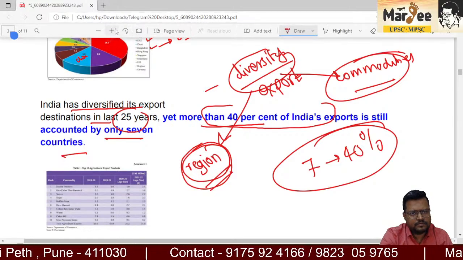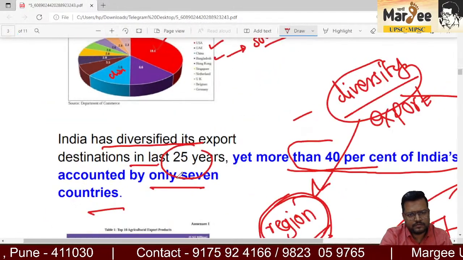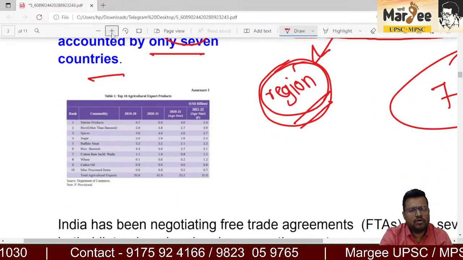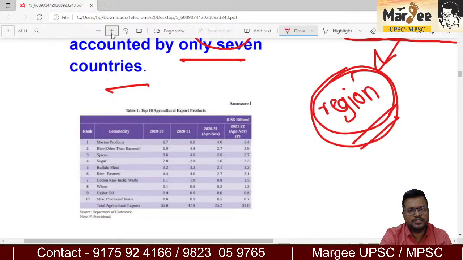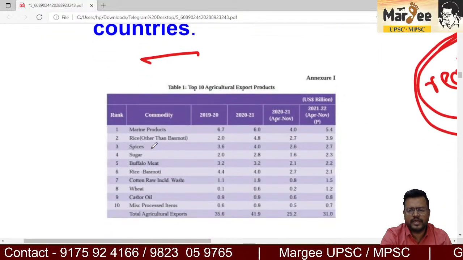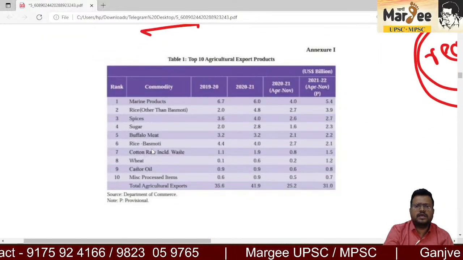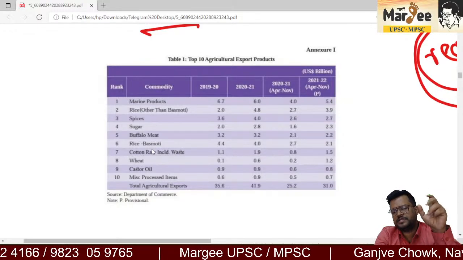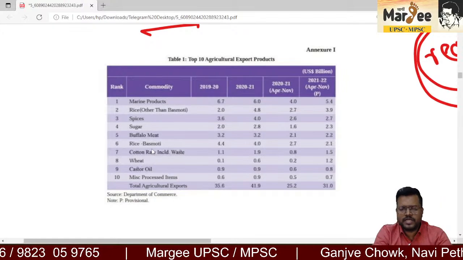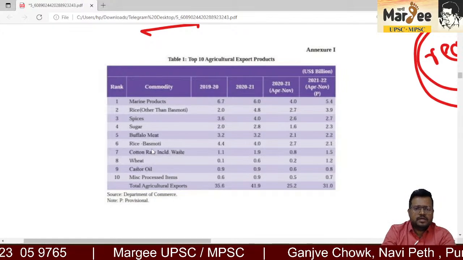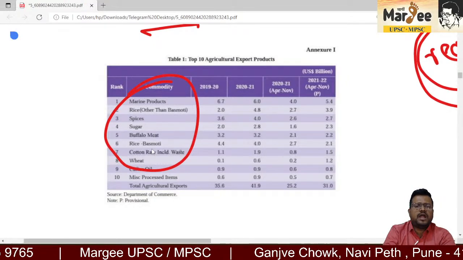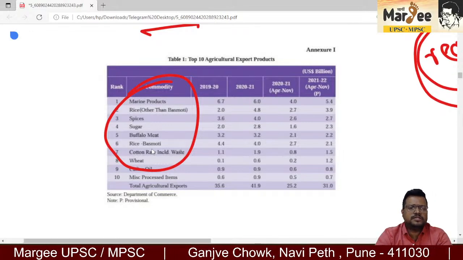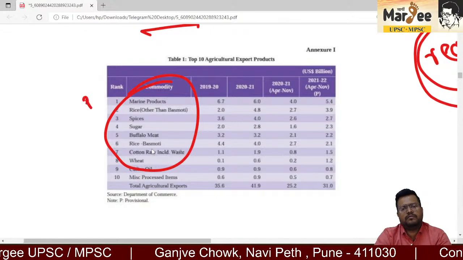Then we will see another stats related to what are the top agriculture products that are being exported. See, I have told that diversification should be at a 2 level. One is at a region level, and second is at a commodity level. See, these are the 10 commodities that are exported most. You must know at least 3 or 4 for your prelim.